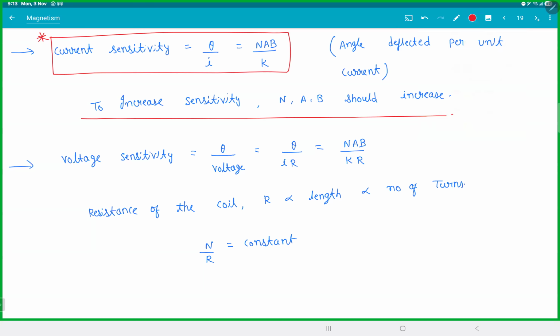They'll ask us an important question. If you increase the number of turns, what happens? Current sensitivity increases, decreases, voltage sensitivity increases, decreases, voltage sensitivity does not change. I can frame options like that.